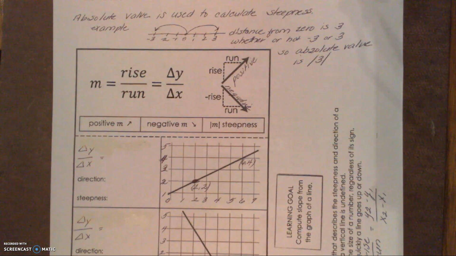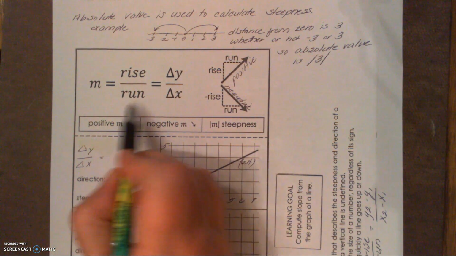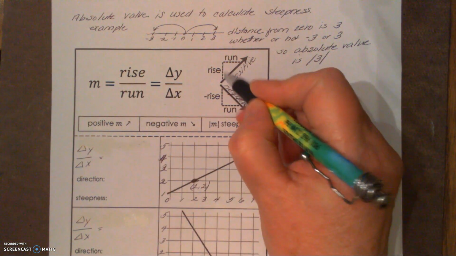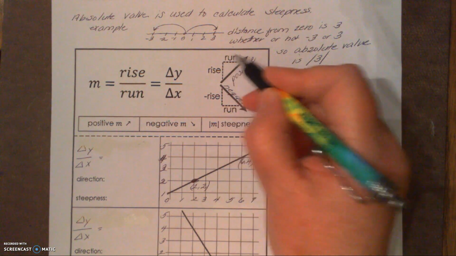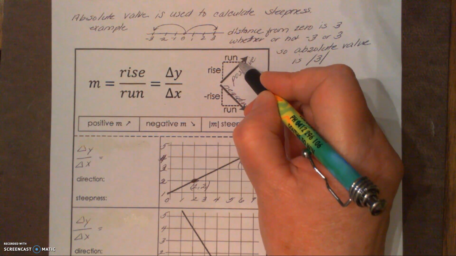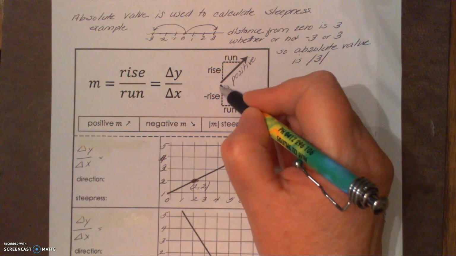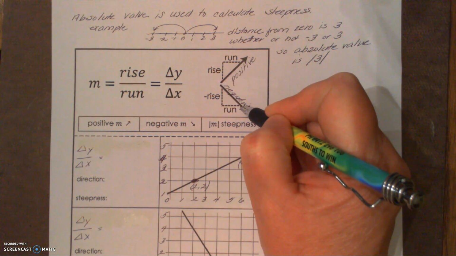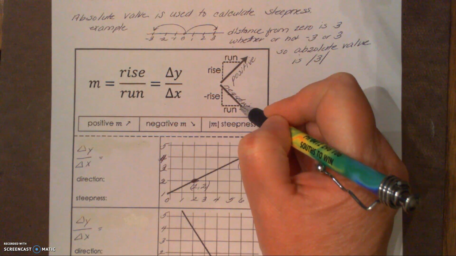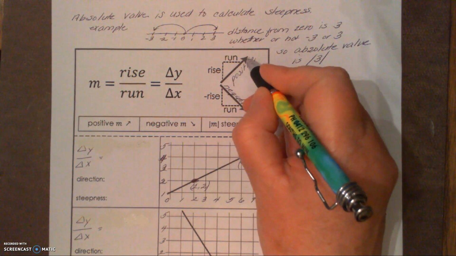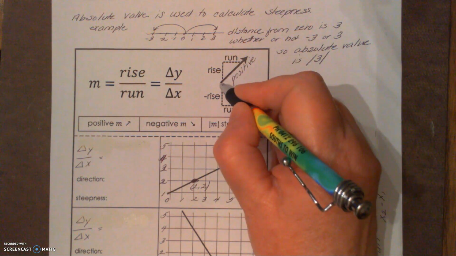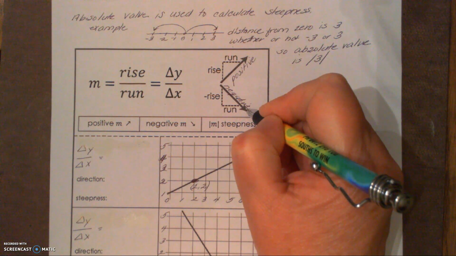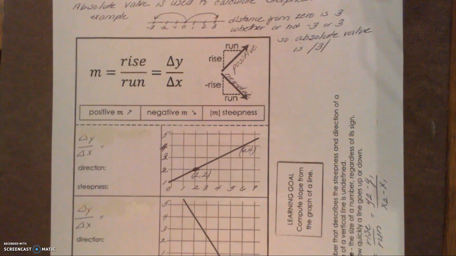Now, we've already gone over m equals rise over run equals change of y over change in x, and the rise is going up the y-axis. The run is on the x-axis. Going down the y is negative, and going to the right on the x-axis is positive. So going up and to the right is positive, and going down is negative. Okay? So here we are.